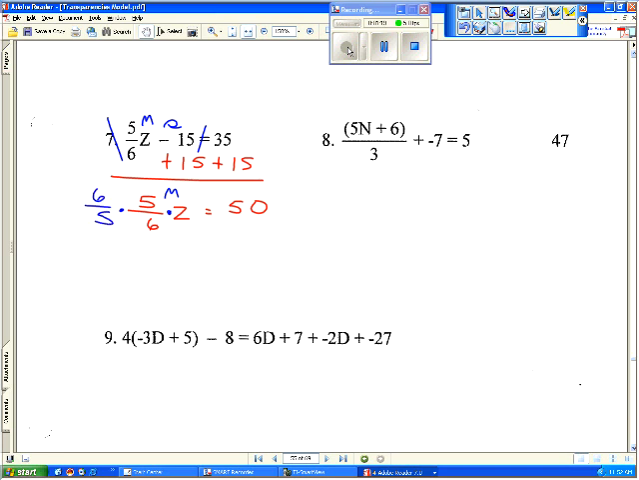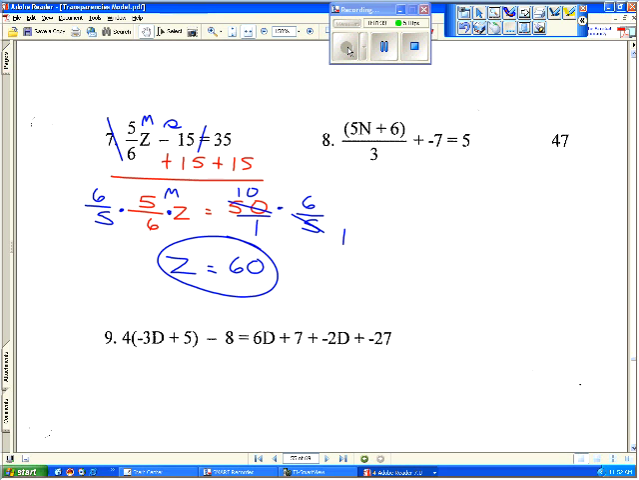We use the or multiply by the reciprocal when we're dealing with a fraction. Good. And so we get z equal. That'll cross reduce to a 1 and a 10. 10 times 6 is 60, so z equals 60. Any questions on number 7?